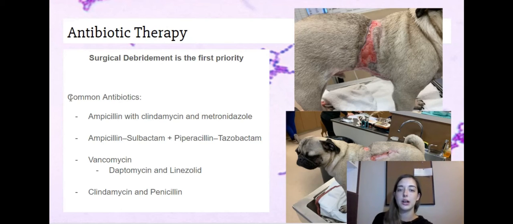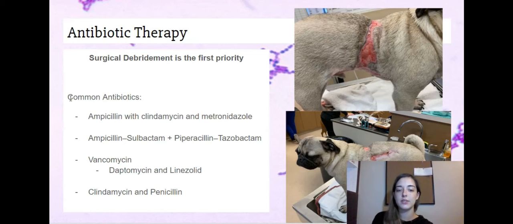Antibiotic therapy should not be used alone, as it cannot properly penetrate the infected tissue, but it is great for management of the infection with surgery. What antibiotics are used will depend on the bacteria present, which is determined through a mixture of the patient's history, the gram stain results, and a culture. Some common antibiotics used before the type of bacteria is determined are ampicillin with clindamycin and metronidazole. These are used to help prevent the continued spread of the infection and control the toxicity.